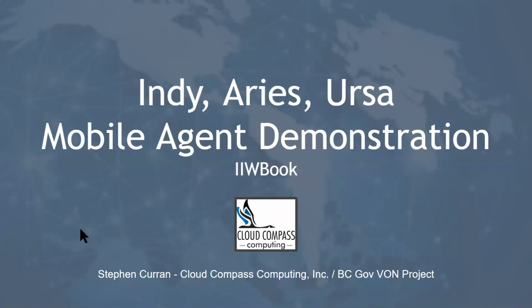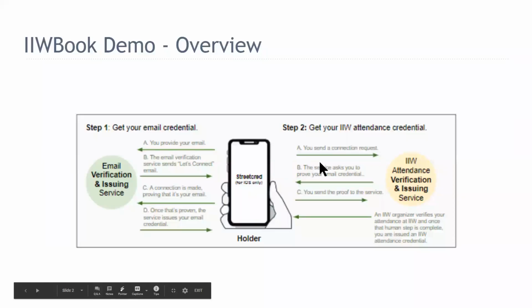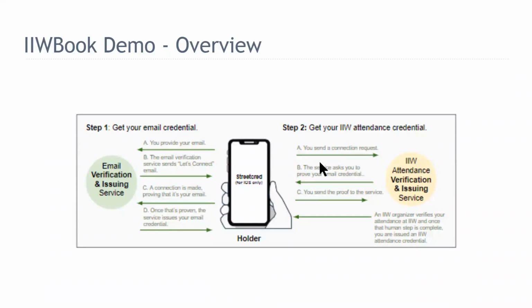Here's a summary of what we'll be doing. Step one is we'll get an email credential. That is, we'll go to a service that will send us an email. We'll respond back to it, and thus prove control over our email address. And then we'll be issued a credential to be able to present to others to say, hey, this is our email address.